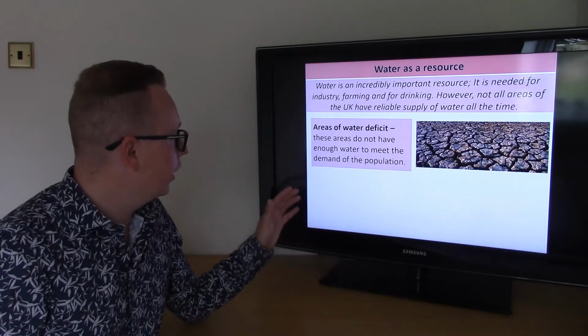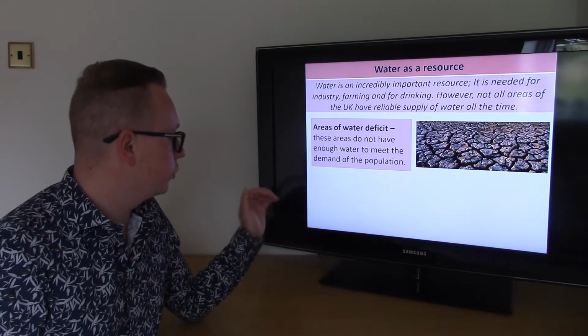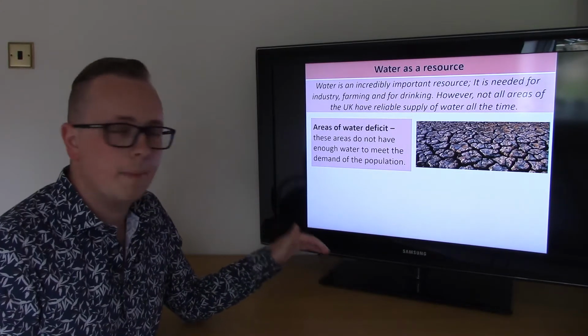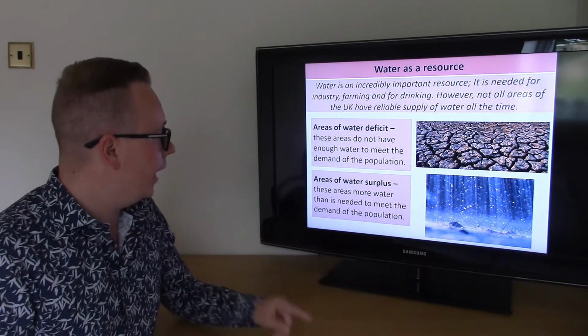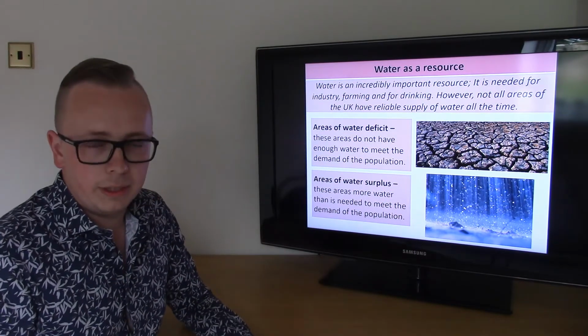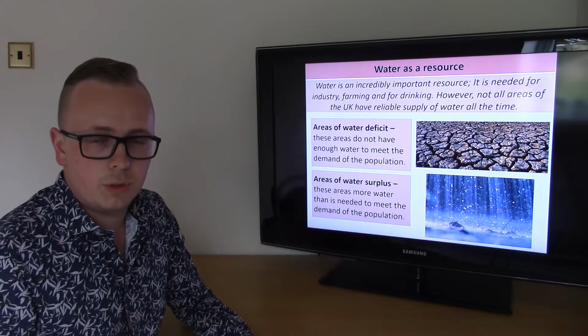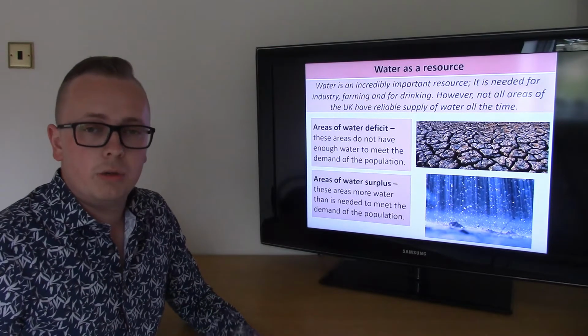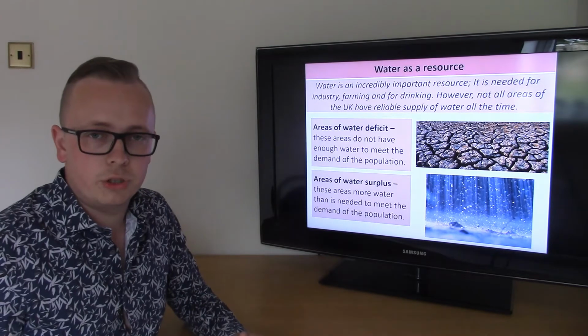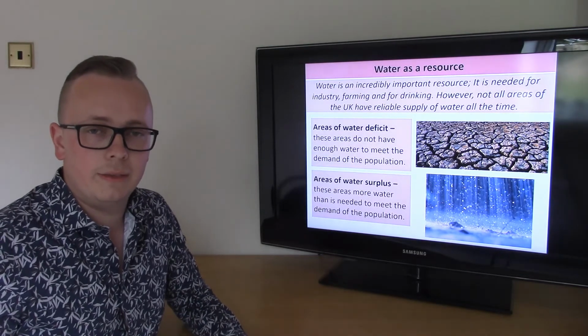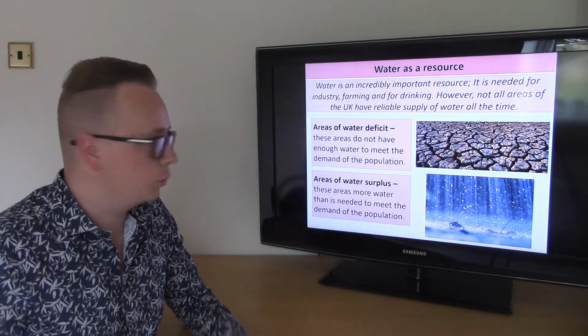Those areas are called areas of water deficit, where there's not enough water around to meet the demand of the population. And areas of water surplus are areas where there's more water than needed to meet the demand of the population. So it's a combination of two factors: rainfall, how much water is available, but also the population density, how many people are living there and therefore need the water. It's a balance between the two.